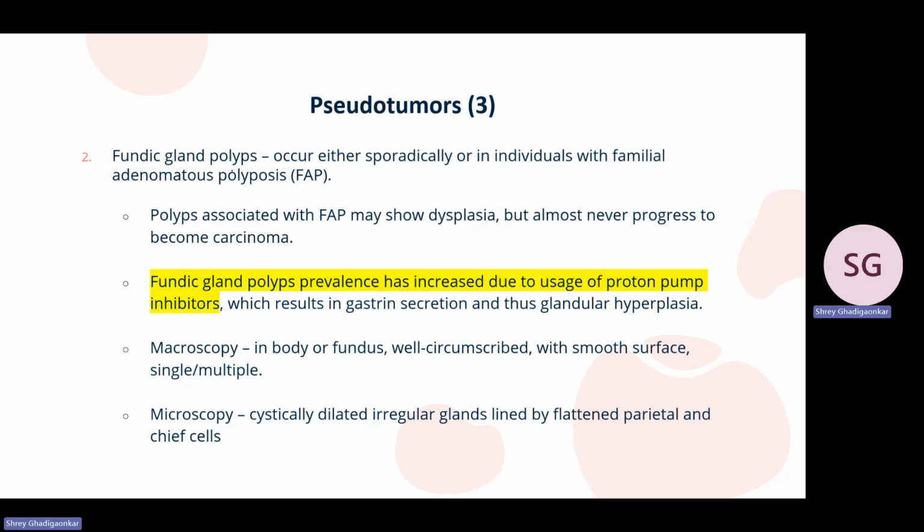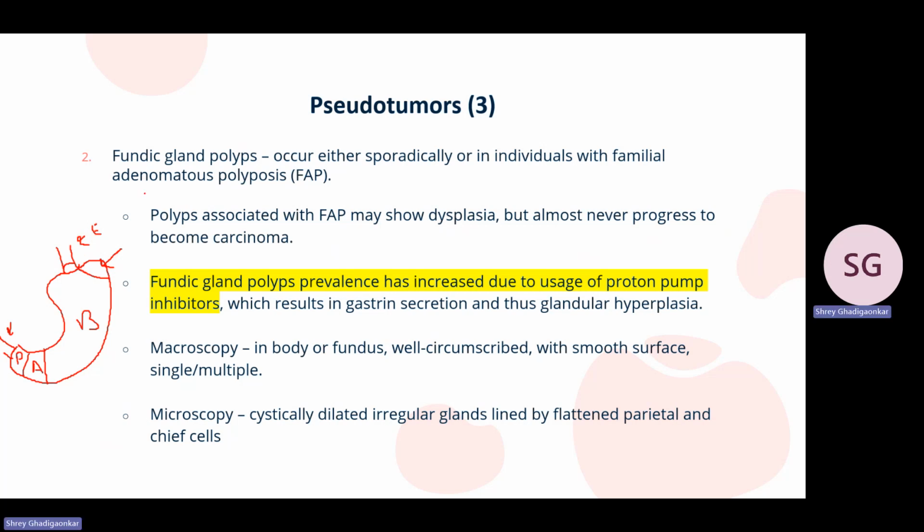The second one is the fundic gland polyp. For those who don't remember, let me go through the anatomy of the stomach. You have the stomach over here. This is the duodenum, and this is the esophagus. This region is known as the cardia. This region is the fundus. When we talk about fundic gland polyps, we're mainly referring to this region. You have the body over here, and this region is divided into the antrum, and this is the pylorus. You have the sphincter over here, right?